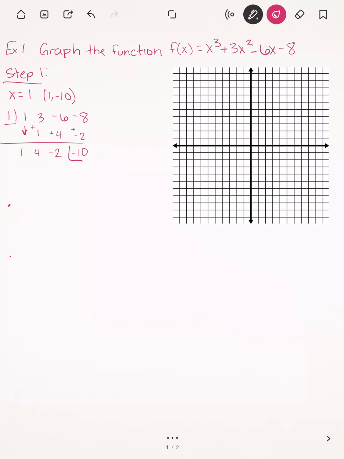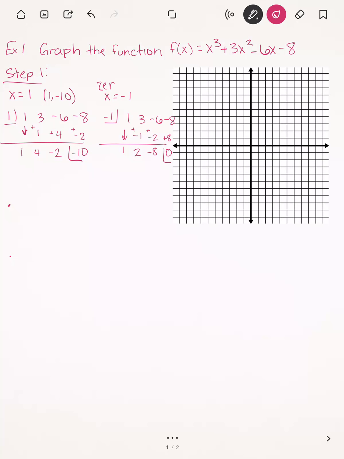So now I'm going to guess a new number. I'm going to try negative 1. So negative 1 is now going to go in my half box. I have 1, 3, negative 6, and negative 8. I repeat the process. I bring down my first term, 1. Negative 1 times 1 is a negative 1 plus 3. I get 2. Negative 1 times 2 is a negative 2. I add them. I get negative 8. Negative 1 times negative 8 is a positive 8. And I add them and I get 0. So yay, I get a remainder of 0, meaning this is a zero.